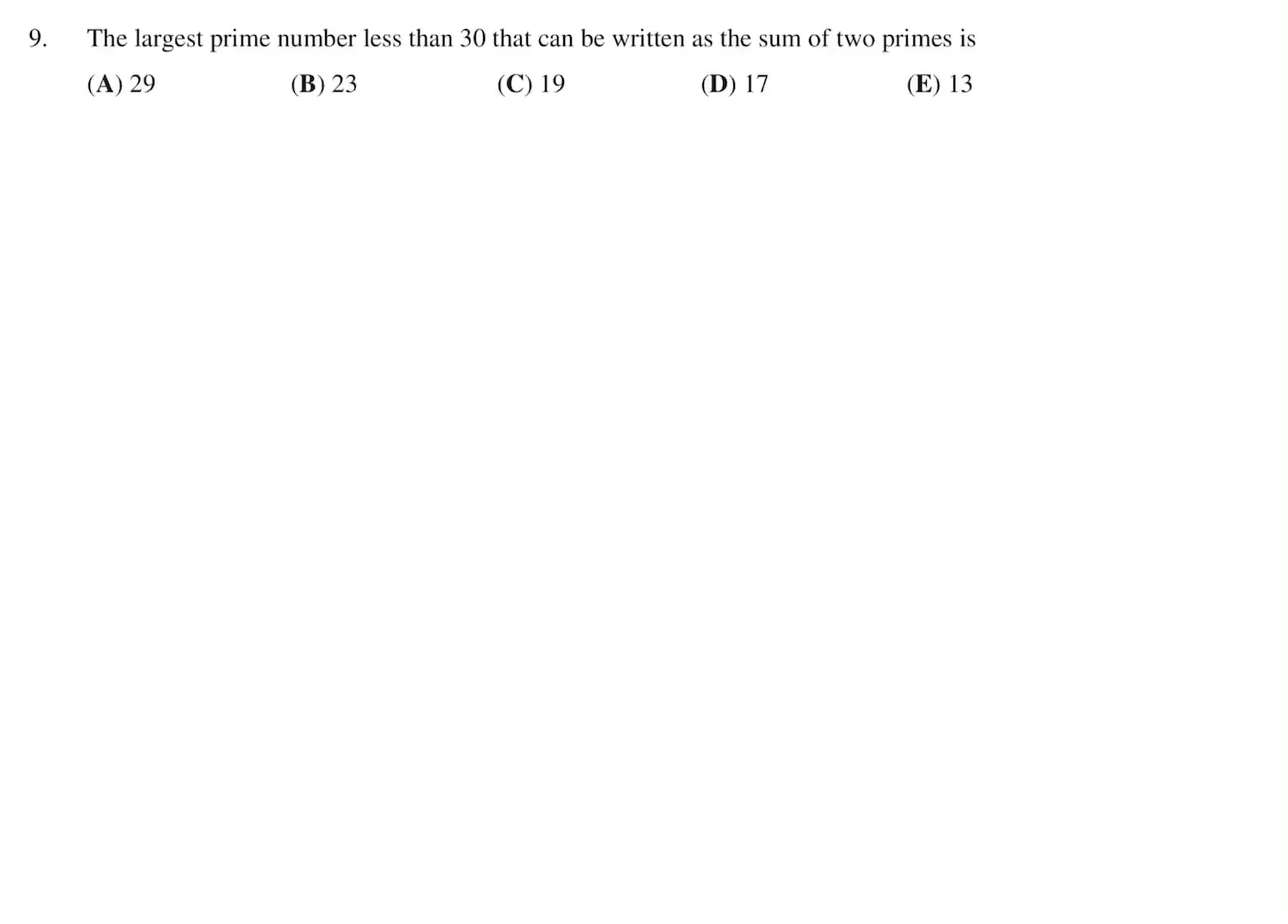The largest prime number less than 30 that can be written as the sum of 2 primes. Okay, so the first thing I want to do is list all the prime numbers less than 30. So we've got 2, 3, 5, 7, 11, 13, 17, 19, 23, and 29. These are all the prime numbers less than 30. And they want you to write one of these as the sum of two others.